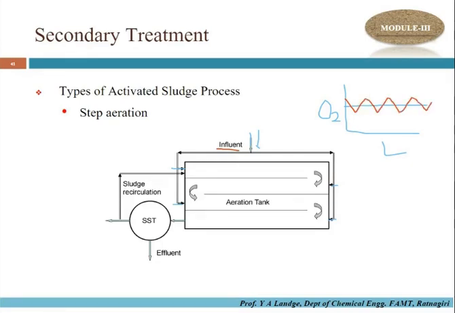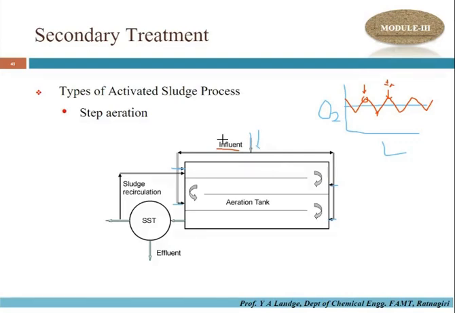Okay, it means at certain points more oxygen is required, because this may be the entry point of the influent. Then again it gets reduced at another point, and after some time it may be increased at that point, because there is influent coming in from this point. Okay, but here also you will get a good conversion of the organic matter.